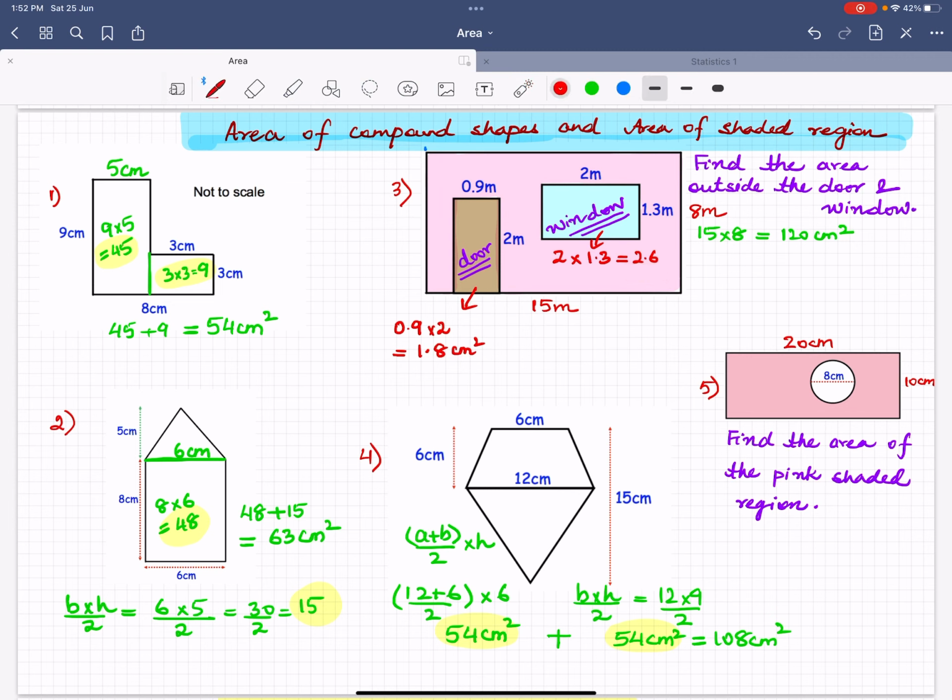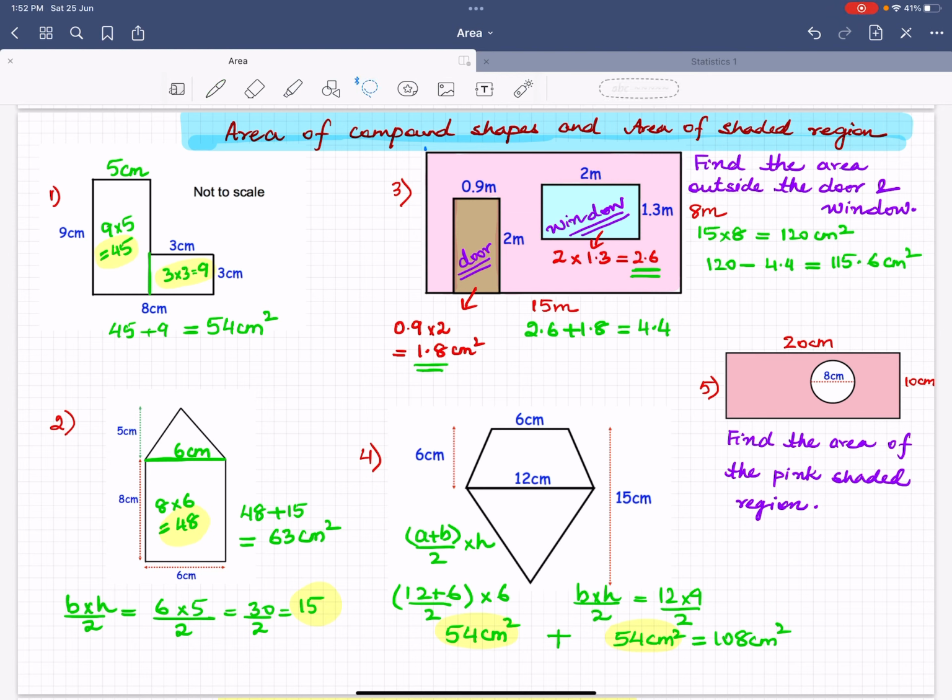So let's add the two areas of the smaller regions, which are 2.6 and 1.8. 2.6 plus 1.8 gives us 4.4 square centimeters. So from 120, we need to subtract 4.4 and we get the area of the shaded region, which is 115.6 square centimeters.